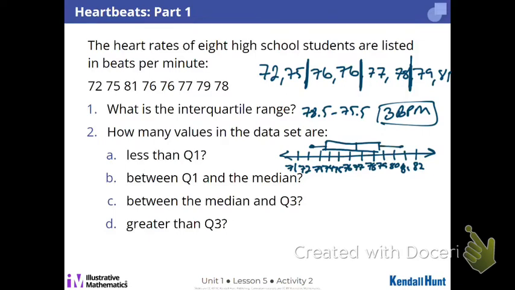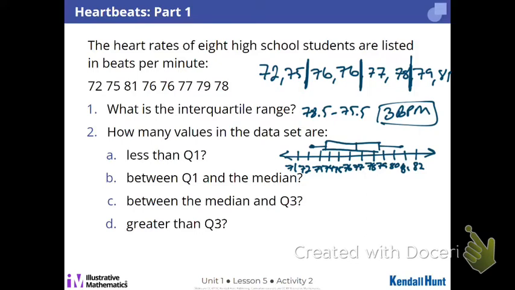It's 2.5. So, what this 3 beats per minute is saying is half of my data points fall within the interquartile range, in that box portion. Now, that is a measure of this word that we're going to use today: variability. The word variability means how much is it changing by. So, if half of my data is within 3 beats per minute, does that seem like there's a lot of change in data, or is it all pretty close together?